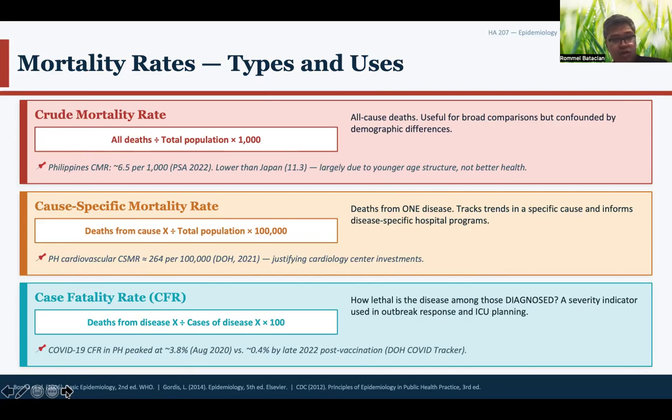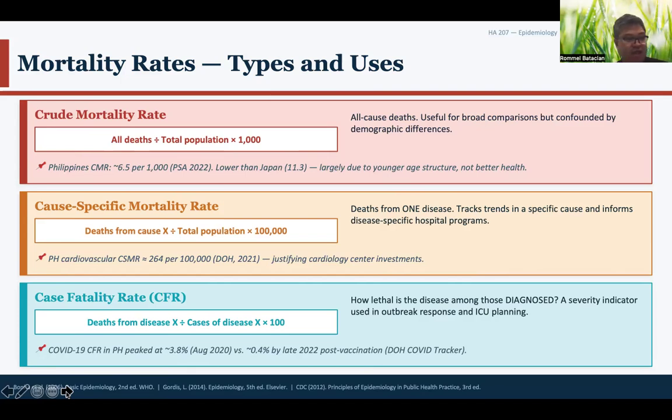So let's look at the example here. So in the Philippines, the crude mortality rate is 6.5 per 1,000. It's significantly lower than Japan. So more than at least a half, 11.3 per 1,000. But does that indicate that Filipinos are much healthier than the Japanese? Not really. Why? Because remember, the population composition of the Japanese, there's a higher preponderance of the older people.